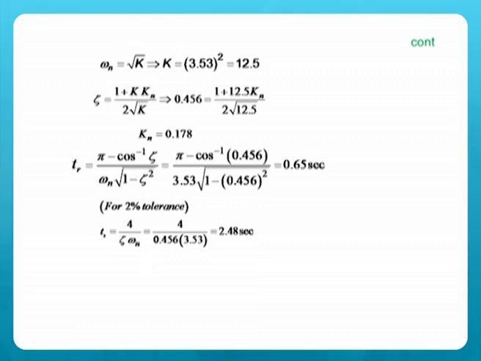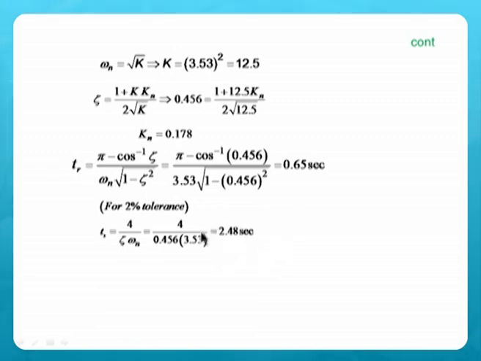No tolerance, then it takes more time. So 5 time constants for the response to settle. 2% tolerance means 4 by zeta omega n. 5% tolerance means 3 by zeta omega n. So settling time is calculated and you get 2.48 seconds.